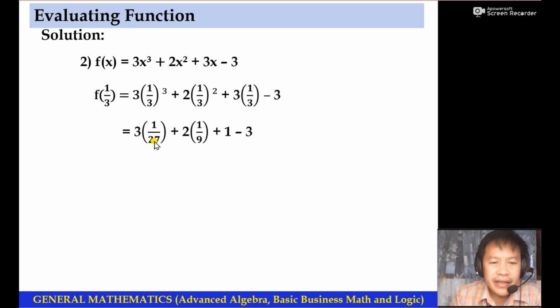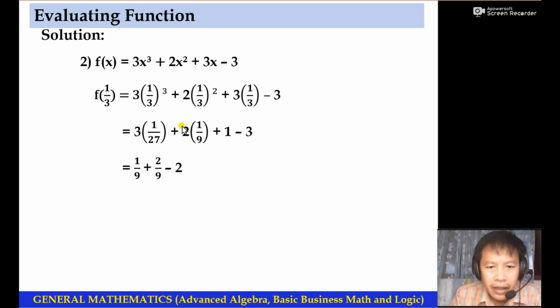27 divided by 3 is 9, therefore you have 1 over 9 here. Then, 2 times 1 is 2. Then you have your 2 over 9 minus 2 because 3 minus 1 is 2 and the sign is negative. Now, you have 3 numbers here. Okay, the first 2 numbers are similar fractions.